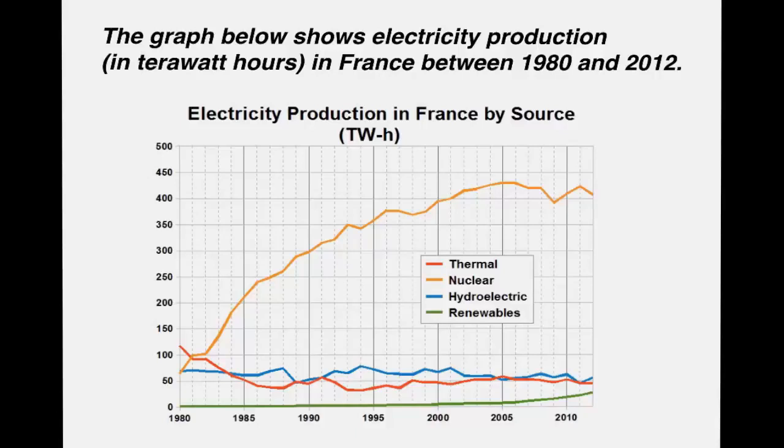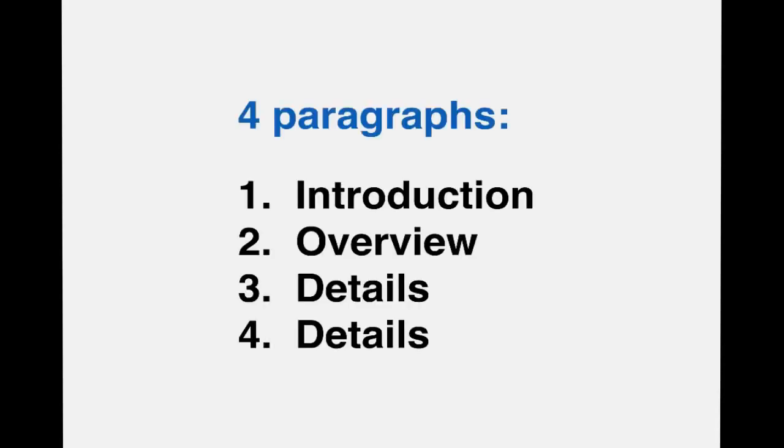How then do we write a report about this? Well, if you watched my previous lesson you'll know that I have a 4-paragraph structure: introduction, overview or summary, details, details. You can put the overview at the end if you want, but I prefer it second because it's quite important. Starting then with the introduction, we paraphrase the question. We just change some words.